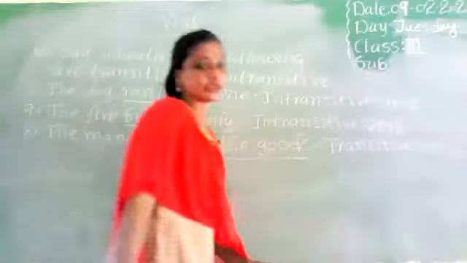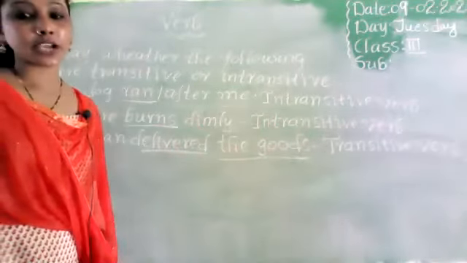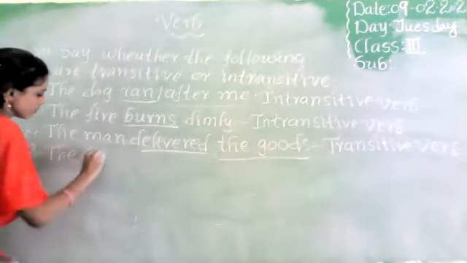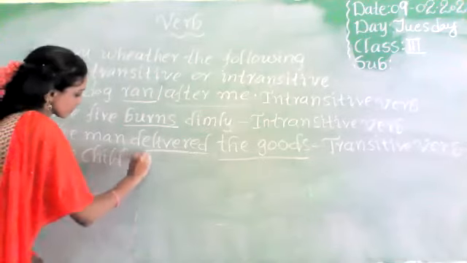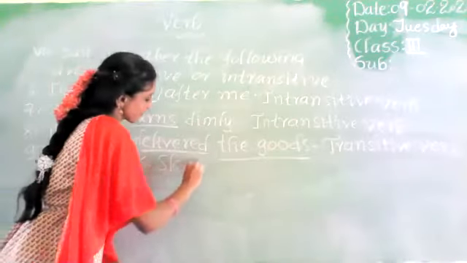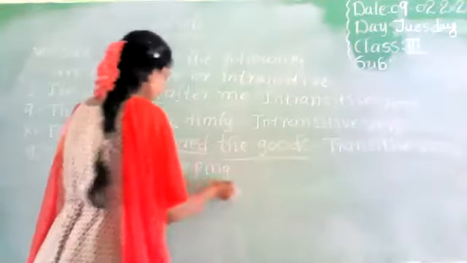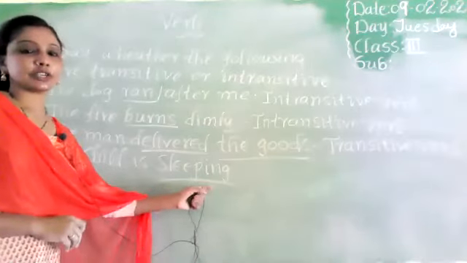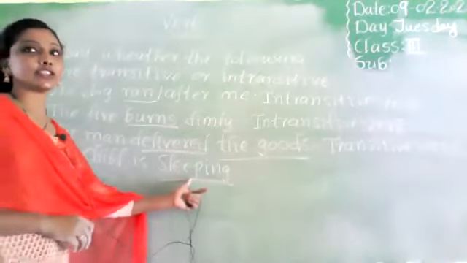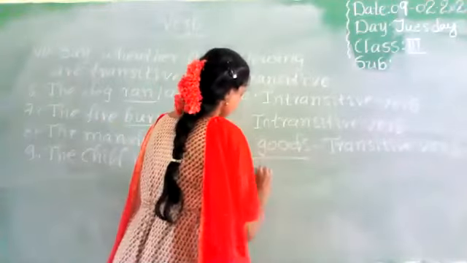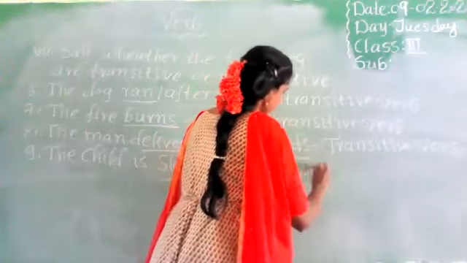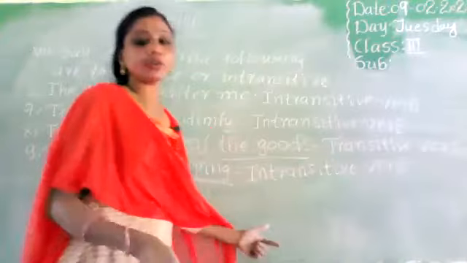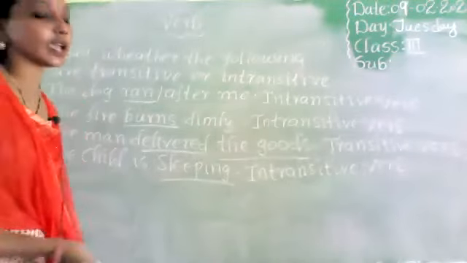Delivered is transitive verb. Next, the child is sleeping. Now here, what is the verb? Sleeping is the verb. So here, we do not have any object. So what is this? Intransitive verb.